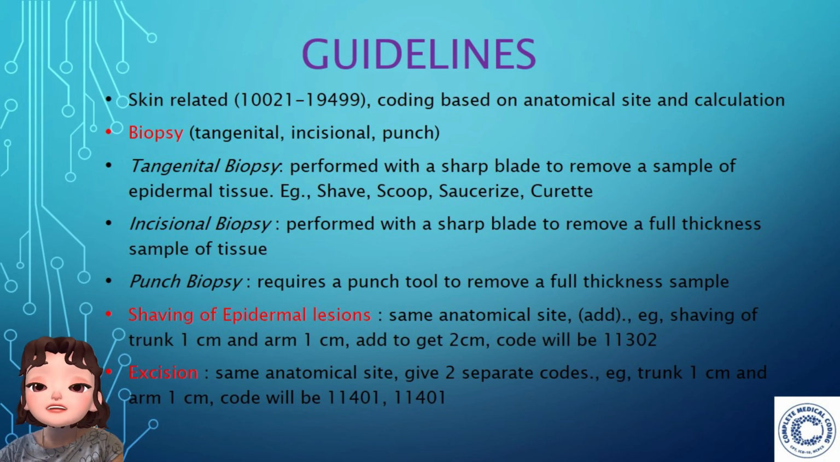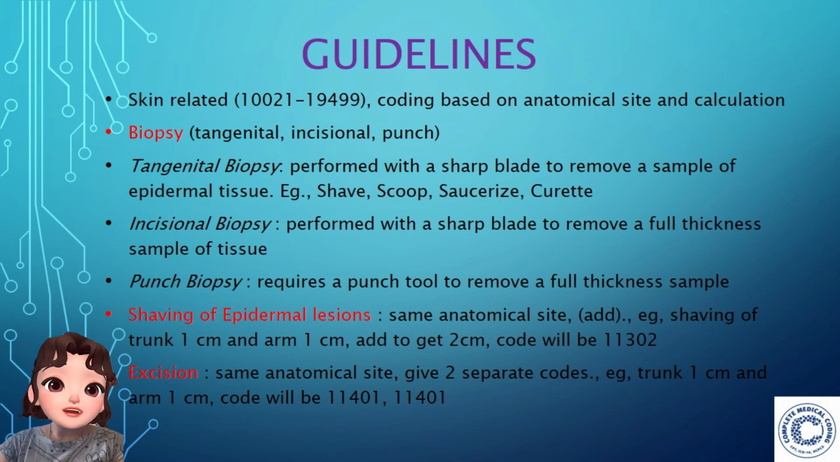So the anatomical site is the same. We need to add both trunk and arm, as it's the same anatomical site, to get 2 centimeter. So the code will be 11302. If you check in the code book, 11302 is lesion diameter 1.1 to 2 centimeter. Up to 2 centimeter, we need to code 11302.